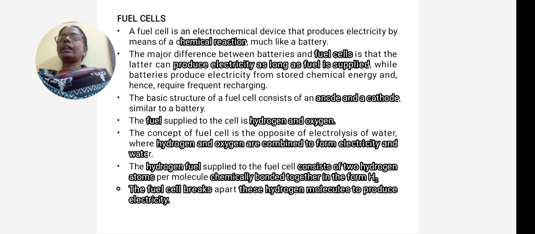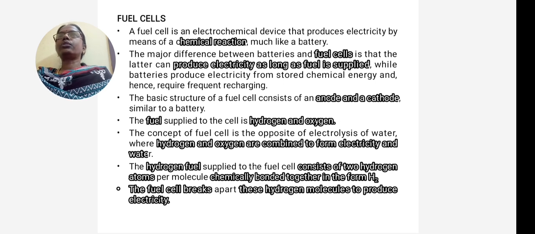A fuel cell is an electrochemical device that produces electricity by a chemical reaction, like a battery. The major difference between the fuel cell and the battery is that the battery produces electricity from stored chemical energy, so it requires frequent recharging. But a fuel cell produces electricity as long as the fuel is supplied. This is the major difference between the fuel cell and the battery.